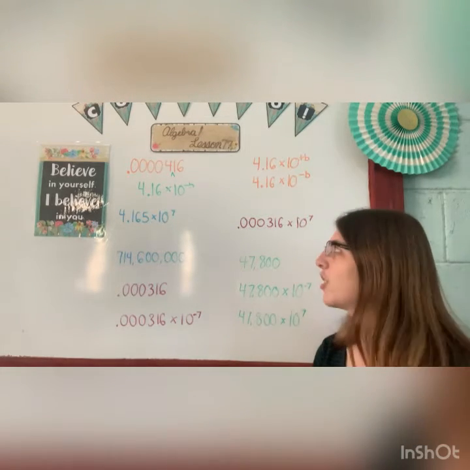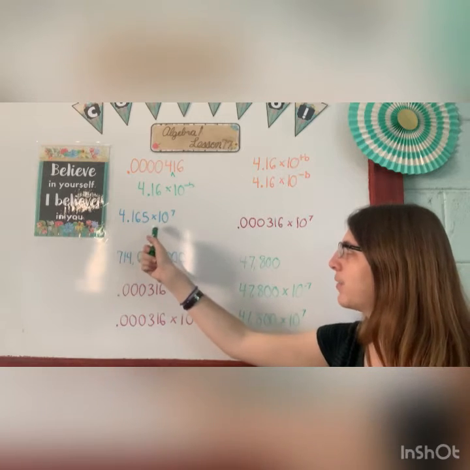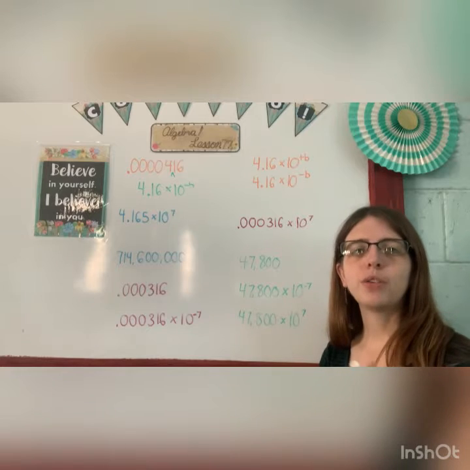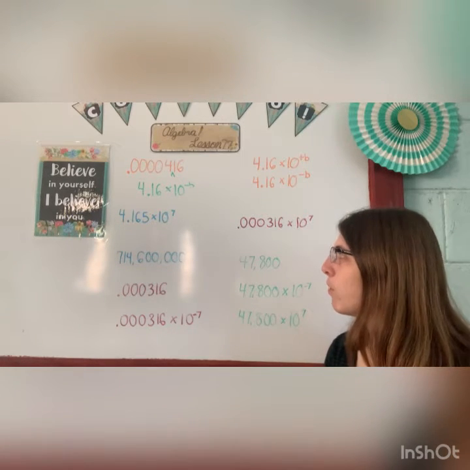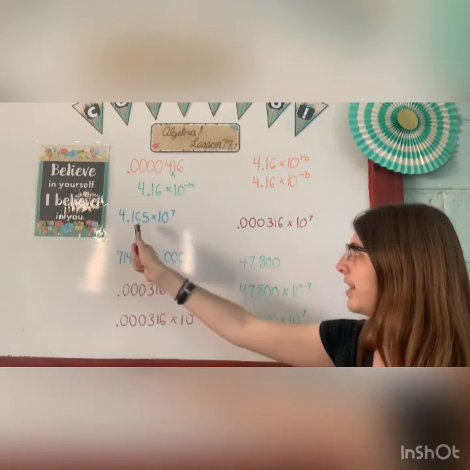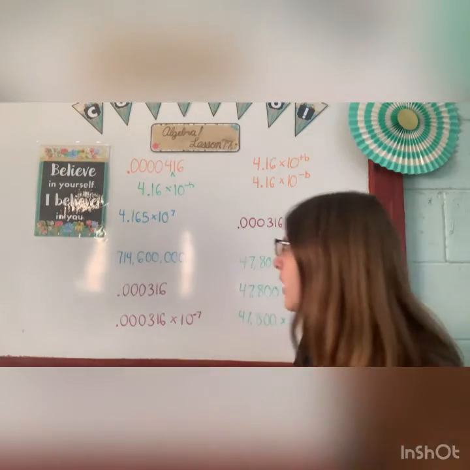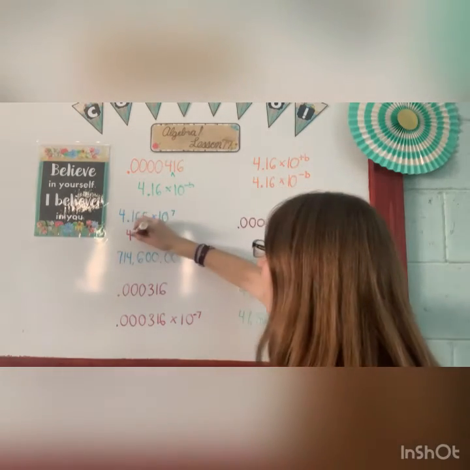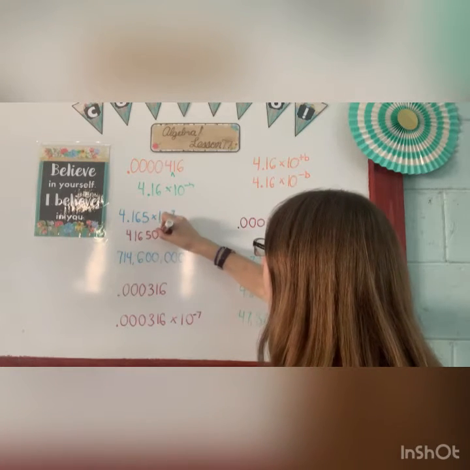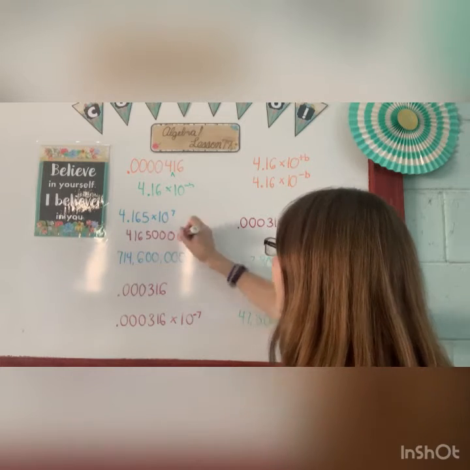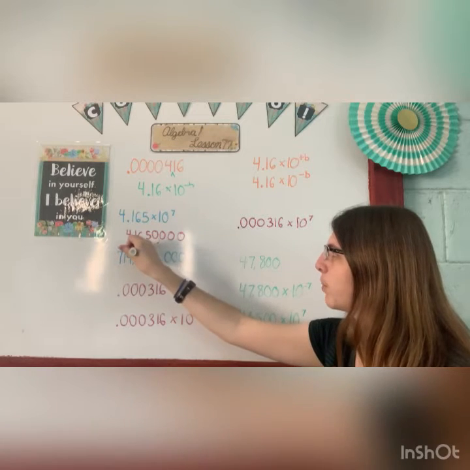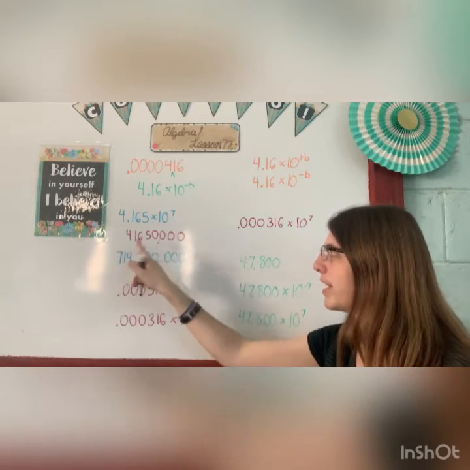All right, let's try this one. 4.165 times 10 to the 7th. This one is written in scientific notation, so I want to write it as it really should be written. So since I have a positive 7, that means that my real decimal point is located 7 places to the right. So I have 4, now 1, 6, 5, that's 1, 2, 3 places, 4, 5, 6, 7. So I fill the rest with zeros. And I put my commas where they need to go.